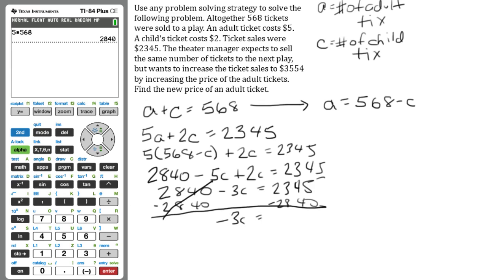Okay, so this cancels out entirely, and I'm left with negative 3C equals, what is this? Let's see. 2345 minus 2840 equals negative 495. And finally, I want to divide both sides by -3, so I can just take that value and divide it by -3, and we get, what do we get? C equals 165.